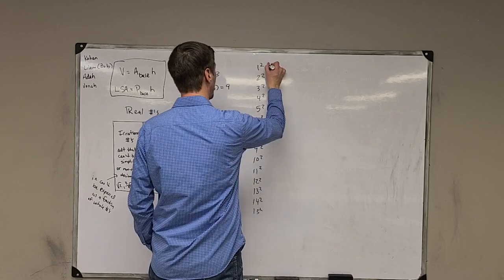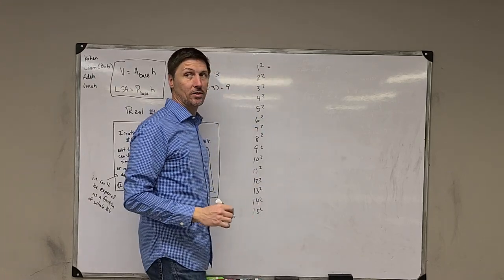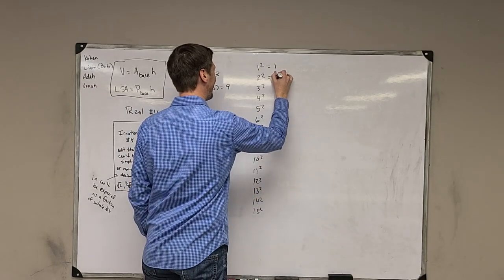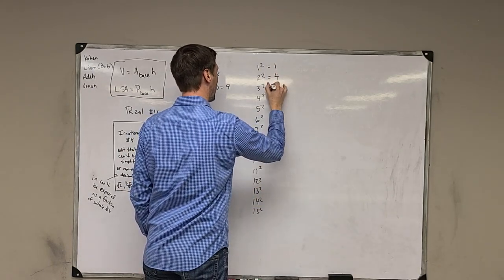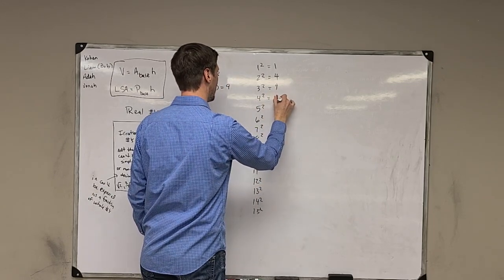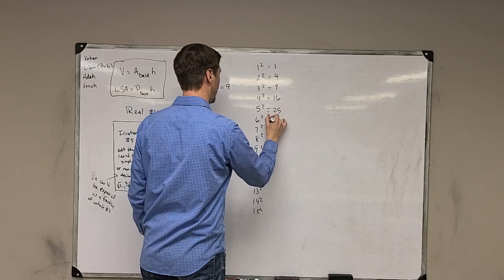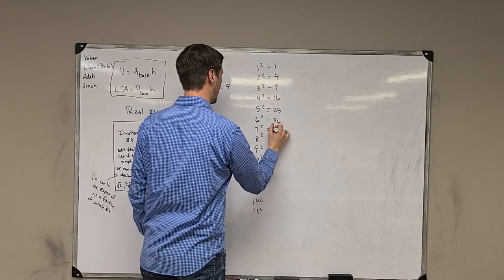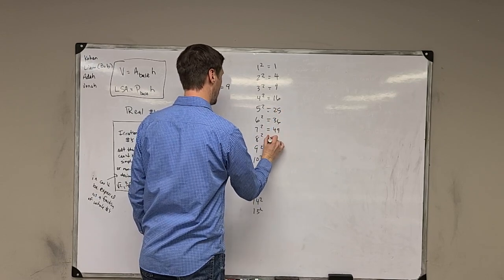All right, 1 squared. You guys better know this one. 1, right? 2 squared? I heard a 4. 3 squared? 9. 4 squared? 16. What's next? 25. Yep. 36. 36. 49.